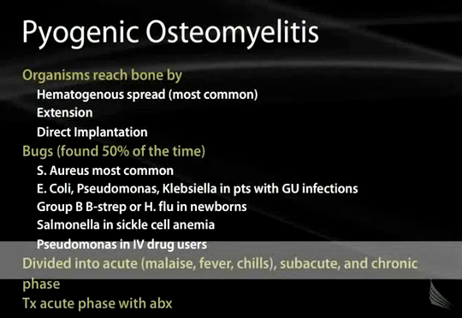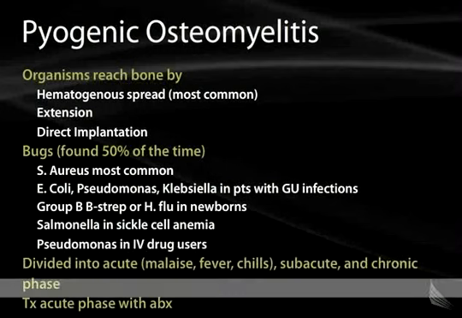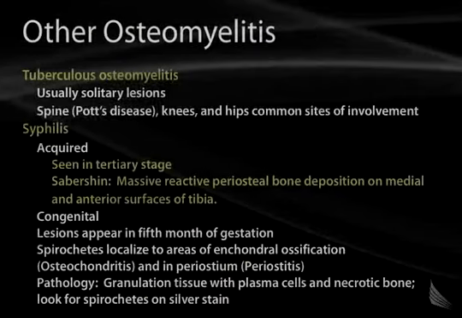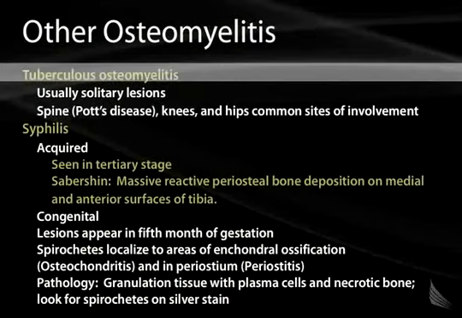With osteomyelitis, it is divided, as many infectious disorders are, into an acute phase where the patient presents with some of the classic features of someone with an infection, malaise, fever, and chills, and a subacute and chronic phase. And obviously, the treatment is going to be to try and determine the organism and treat it with the appropriate antibiotics. Other forms of osteomyelitis include tuberculous osteomyelitis and syphilis.